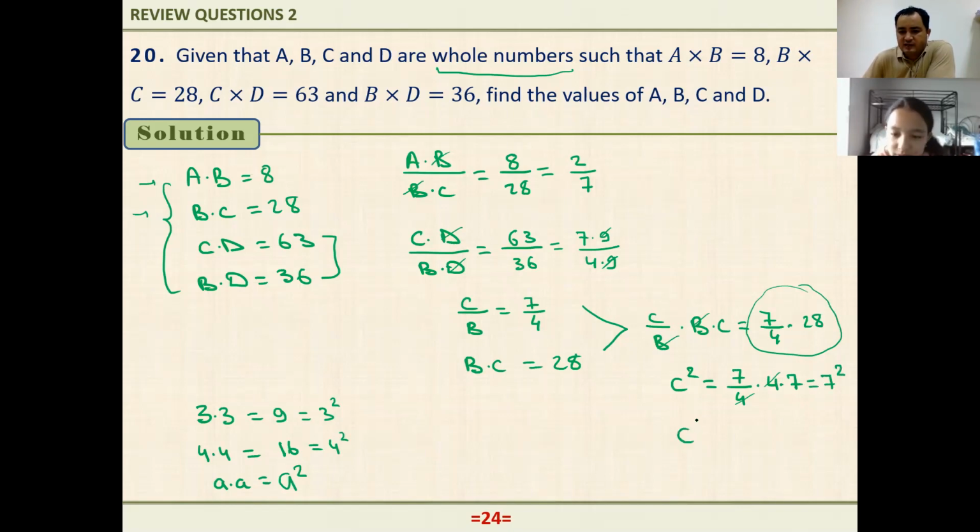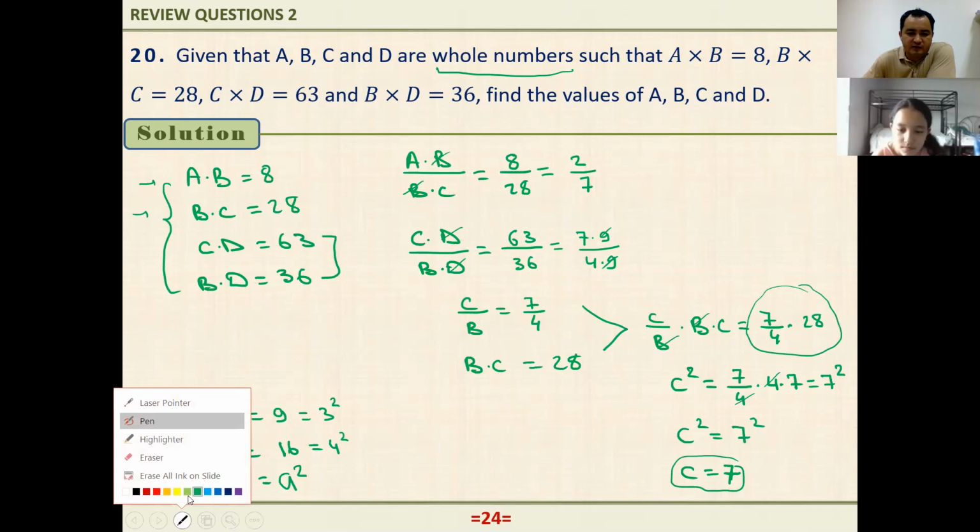So now we have C squared equals 7 squared. And we know that C is a whole number. It's not a negative number. What is C then here? 7, because 7 squared equals 7 squared, right? So C must be 7. Okay, so now we got 7.